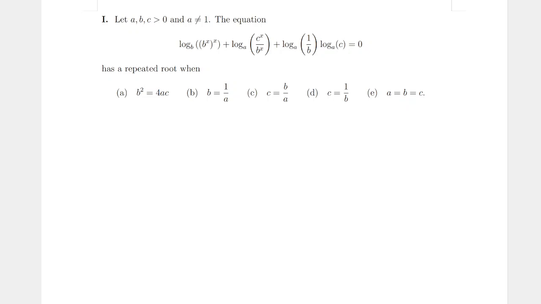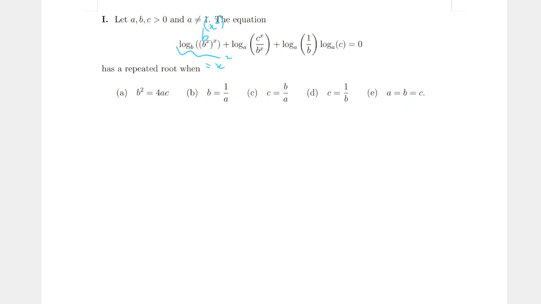If you look at the inside, this is just b to the x times x, so it's b to the (x squared). Careful, the x squared should be in brackets. So log b of b to the (x squared) is just x squared, because the log b and the exponential b cancel.